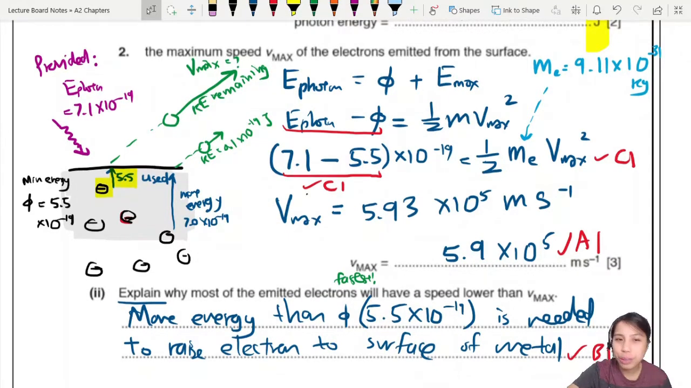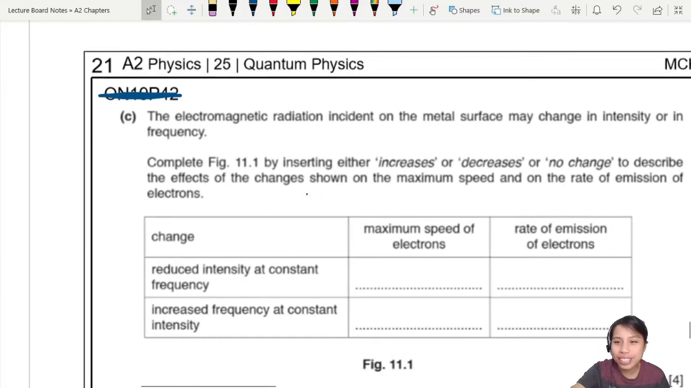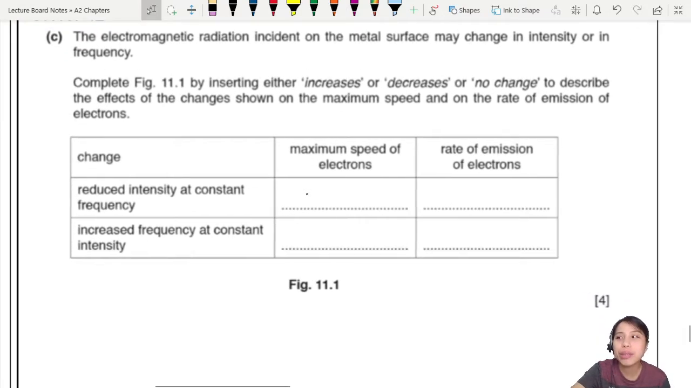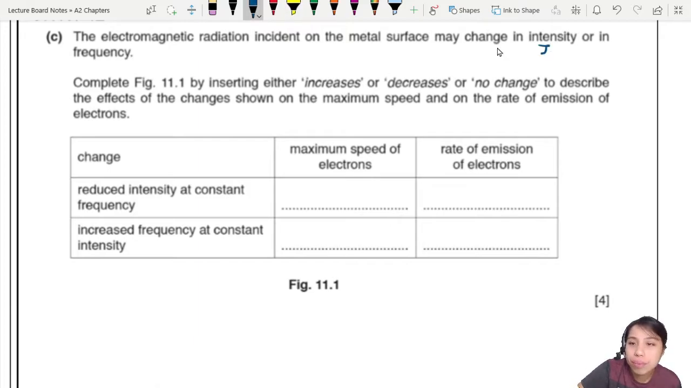Now the final part of this question, part C, is where the question really gets interesting and challenges your thinking. So here you have a table, 4 marks! Electromagnetic radiation incident on a metal surface may change in intensity or frequency. So either the intensity I is changing or the frequency f.